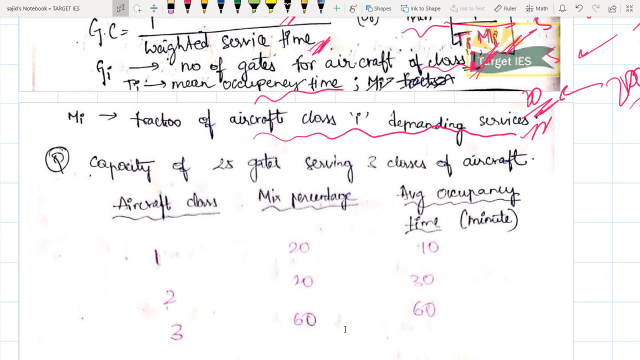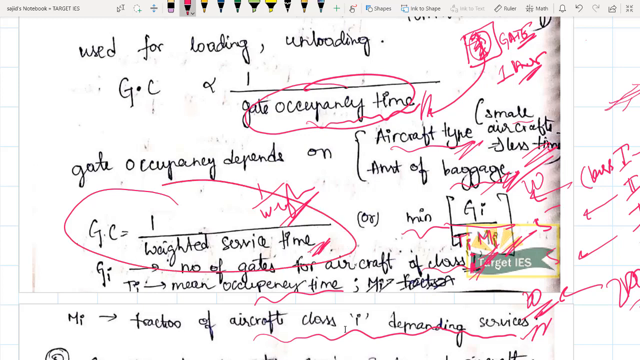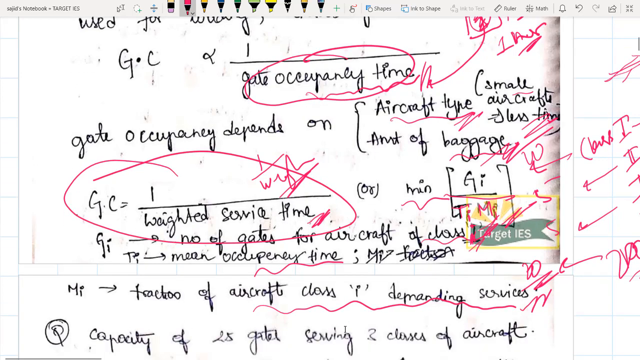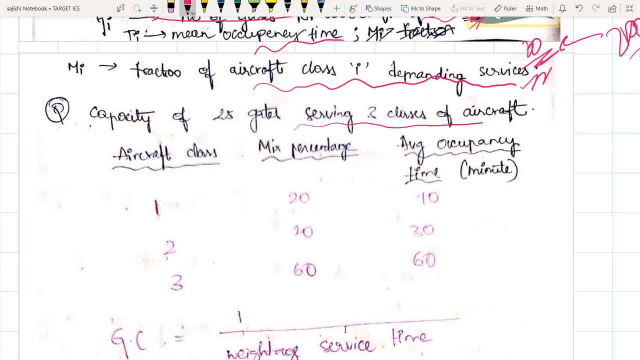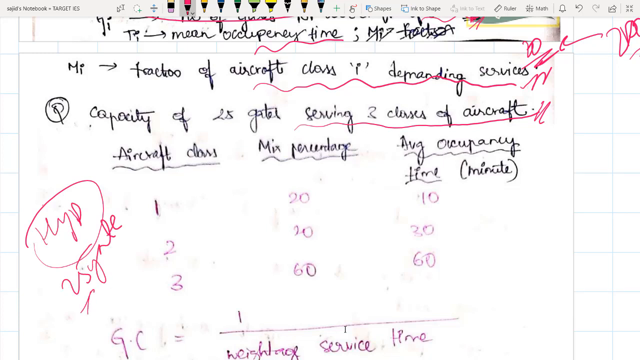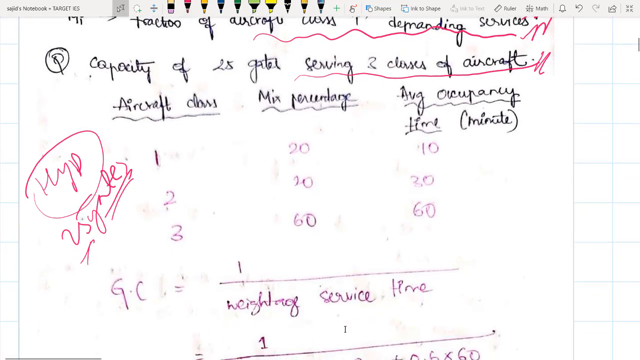So now how to use this formula? Basically we'll be using this formula: Gc is equal to 1 by weighted service time. How to get it? Let us try to calculate. Capacity of 25 gates serving 3 classes of aircraft. Let us say there is an airport. Let us take Hyderabad airport and let us say we have 25 gates here. Okay, this Hyderabad airport has 25 gates and there are 3 types of aircraft which land there.